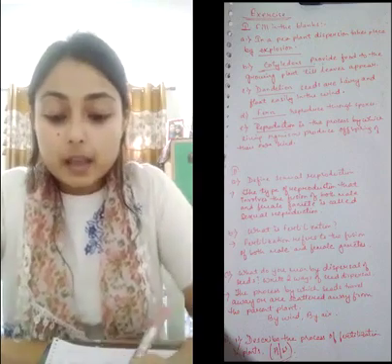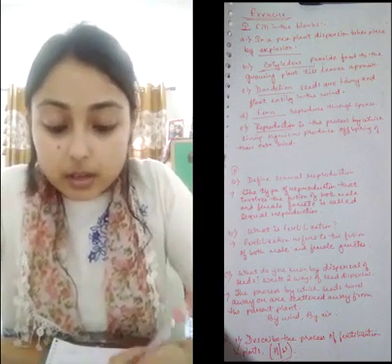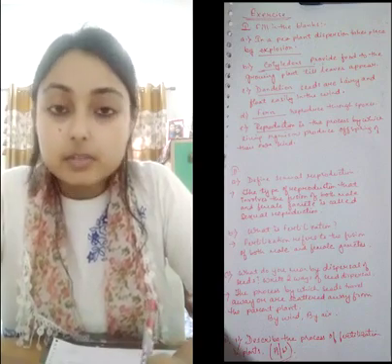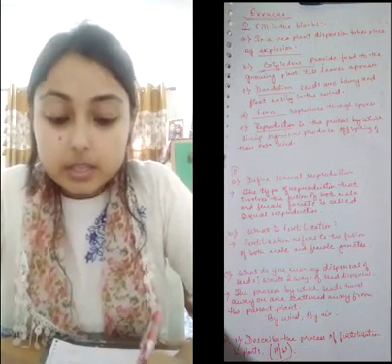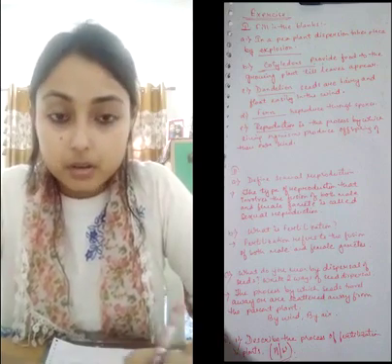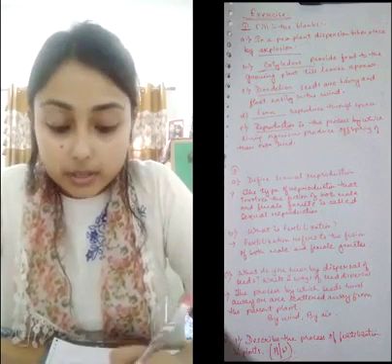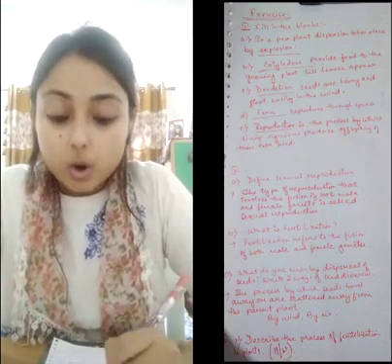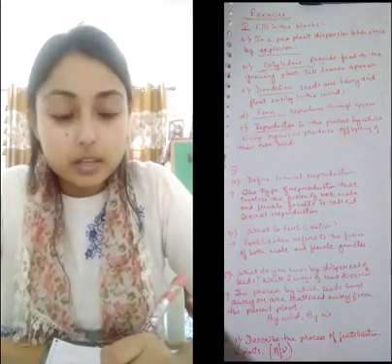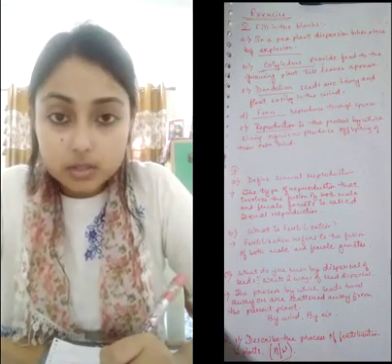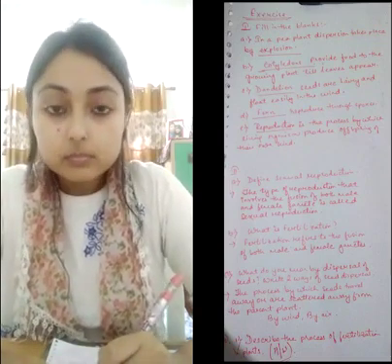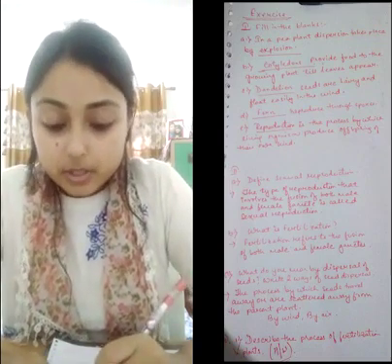E-X-P-L-O-S-I-O-N. Next question. Dash provide food to the growing plant till leaves appear. The answer is cotyledons. Cotyledons provide food to the growing plant till leaves appear. C-O-T-Y-L-E-D-O-N-S.